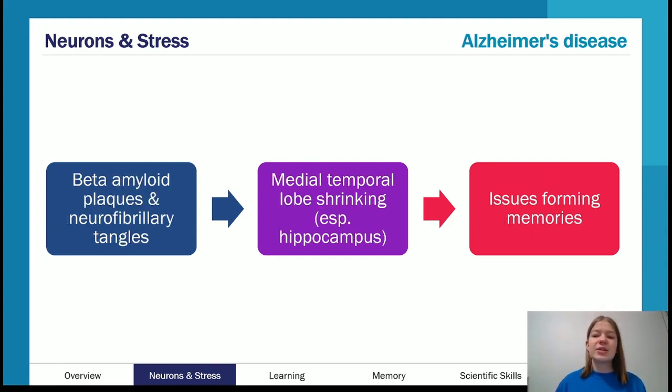We can see another case where we have a change in neurotransmitter functioning then having various different impacts in Alzheimer's disease. So Alzheimer's disease is something that was in the previous study design, and we often look at it through this lens where we have our beta amyloid plaques, neurofibrillary tangles, and medial temporal lobe shrinking, especially affecting the hippocampus, where we have death of neurons, leading to issues forming memories. For this study design, I would make sure that you look up brain imaging scans in case you get questions on those in relation to Alzheimer's disease.